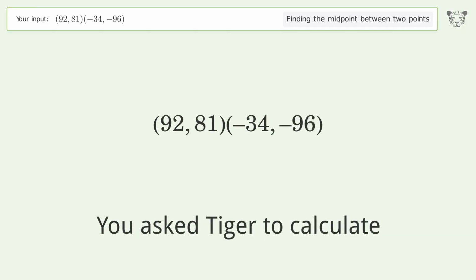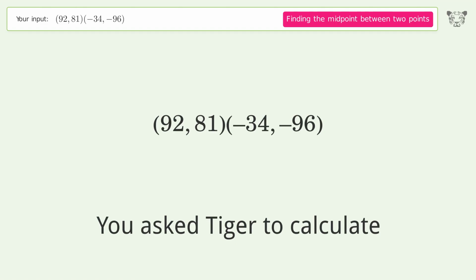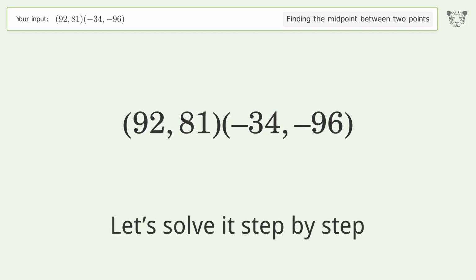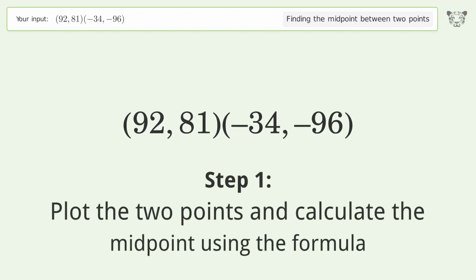You ask Tiger to calculate. This deals with finding the midpoint between 2 points. The midpoint between the 2 points is 29, -7.5. Let's solve it step by step. Plot the 2 points and calculate the midpoint using the formula.